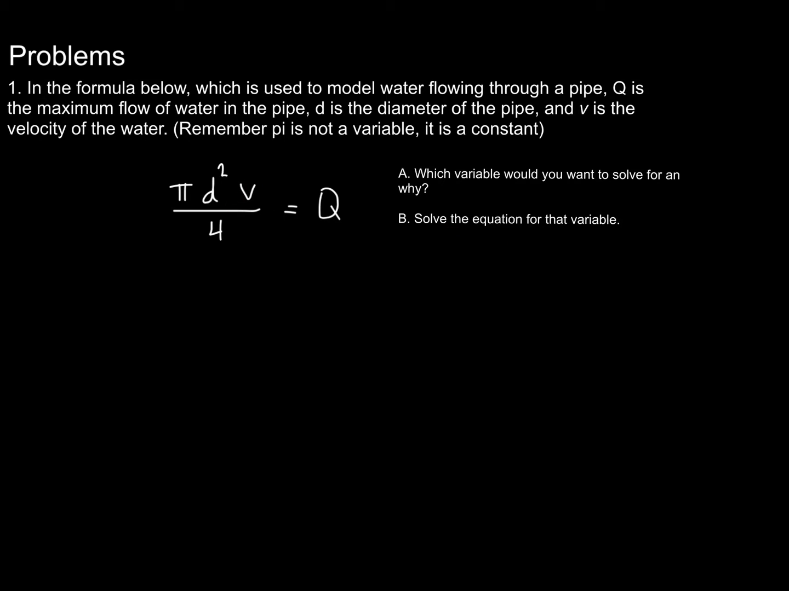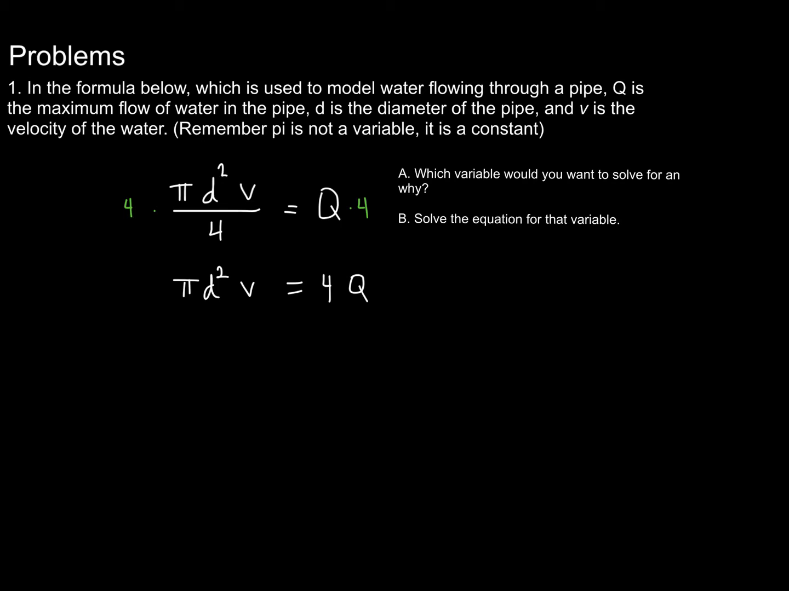So solving this equation for v, you'll notice of course that v is being multiplied by d squared and pi and divided by 4. Since multiplication and division are operations that we can do interchangeably, it doesn't matter whether we take care of the pi, the d squared, or the 4 first, whichever one we choose. And so I usually like to get rid of the denominator first. So we'll multiply by 4 on both sides.